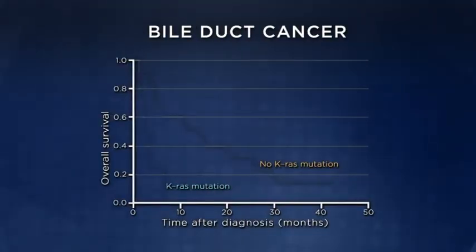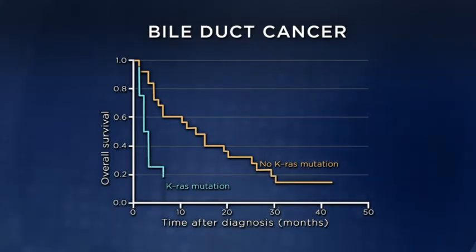RAS signaling is involved in colon cancer, abnormal RAS signaling in colon cancer, in lung cancer, in melanoma, in pancreatic cancer. And again, it's typically single mutations in the RAS protein, such that it doesn't need a kick in the pants anymore to get going. It just gets going without regard to outside stimulation. This graph is a Kaplan-Meier curve for bile duct cancer. Overall survival is very poor if there is a RAS mutation.